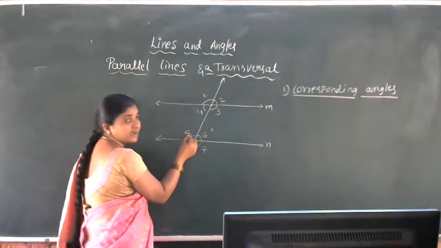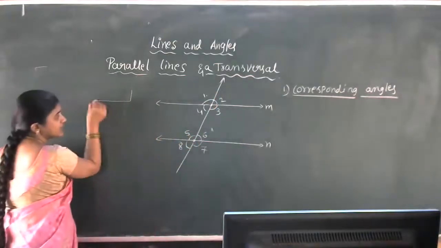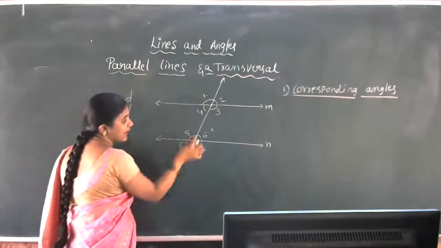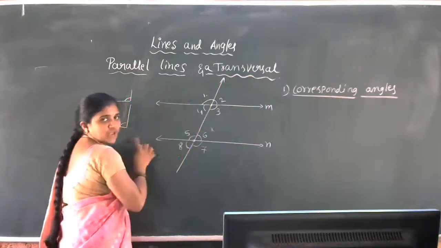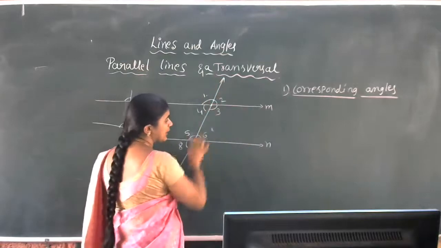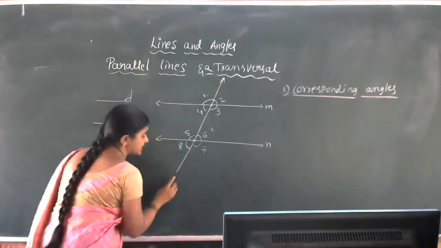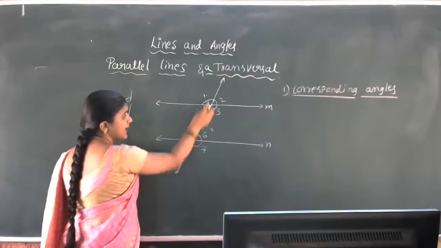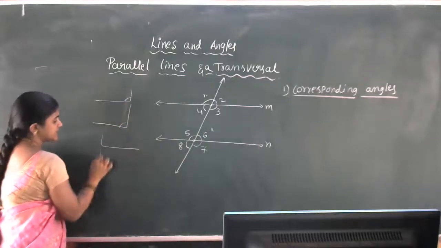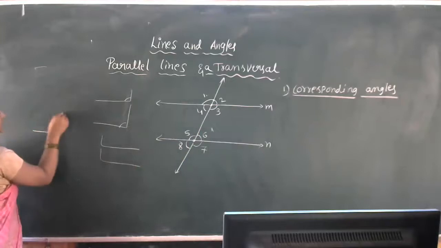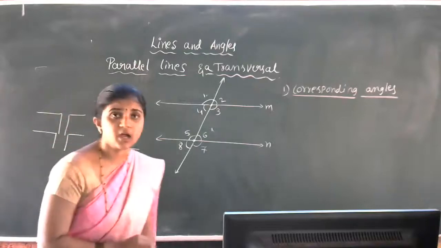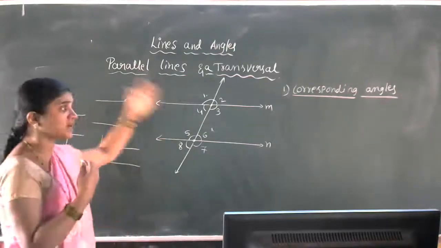Angle 1 and angle 5. Are you observing the angles like this? Angle 1 and angle 5, both are in the same position. Next, angle 2 and angle 6. Next, one more like this, angle 8 and angle 4. I'll draw the structure here. One set is this, another set is this type, the third set is this type, and the fourth set is this type. These structures you can observe in the parallel lines and the transversal in the corresponding angles.